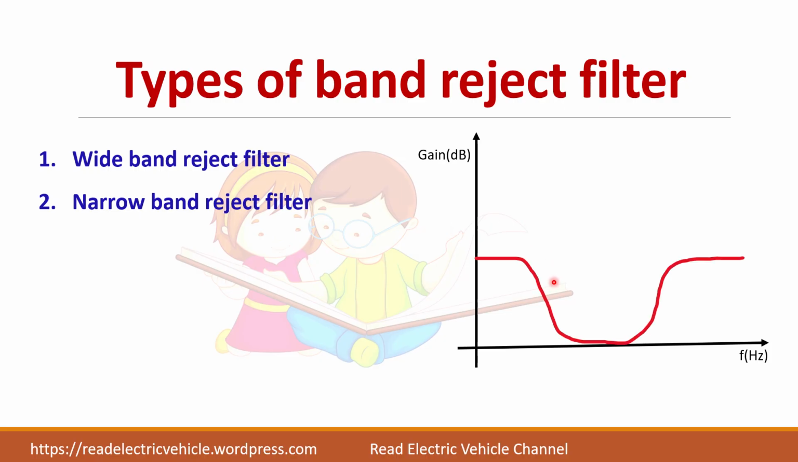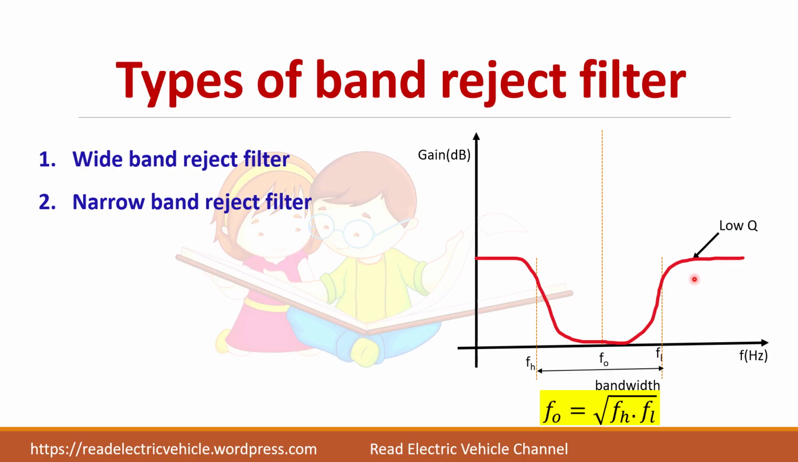If you see the characteristics, you can see that in this there is a pass band and after that it's a stop band and then you have a pass band. So it means that it is rejecting these band of frequencies. So since the bandwidth is wide, we call it as a wide bandwidth band reject filter. As the bandwidth is inversely proportional to quality factor, this wide band reject filter is said to have low quality factor.